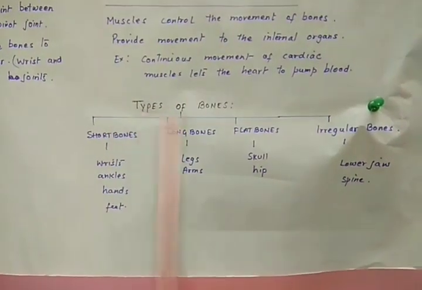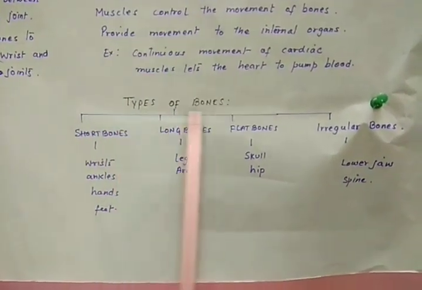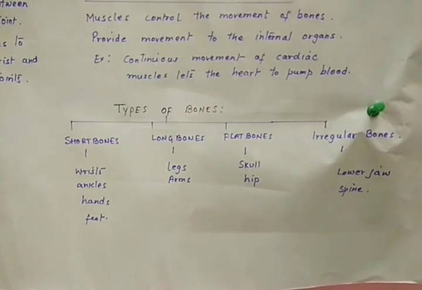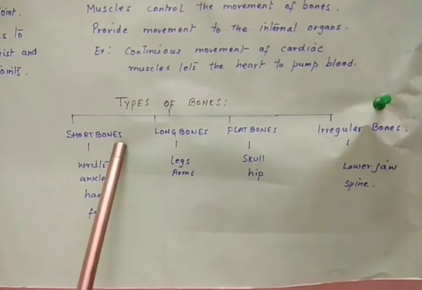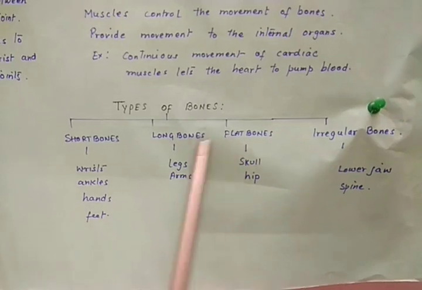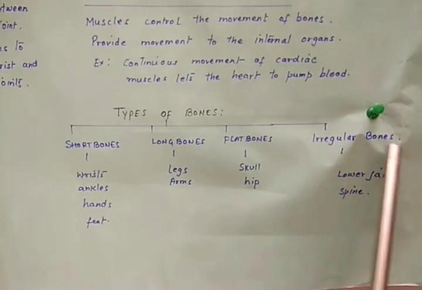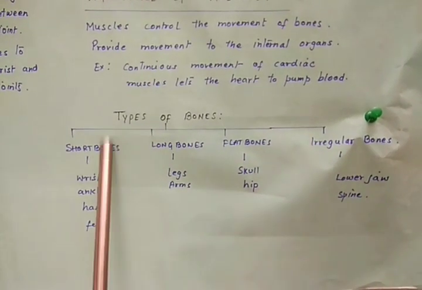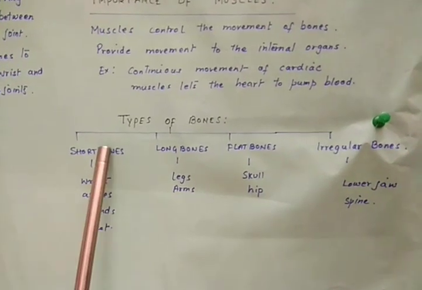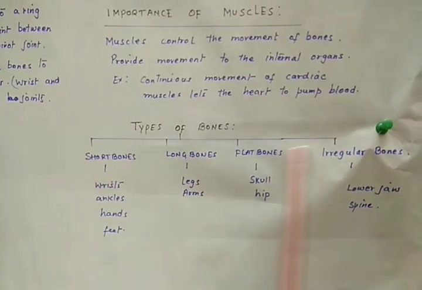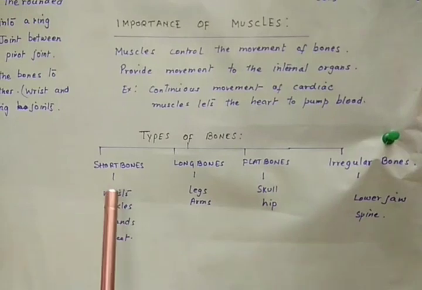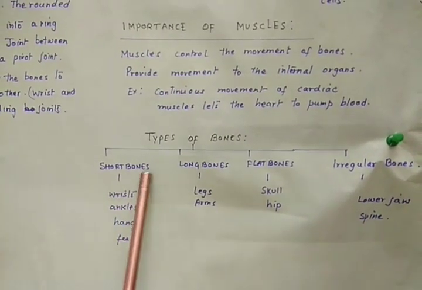There are types of bones. When we are talking about bones, we need to know the types. What are those types? There are short bones, long bones, flat bones, and irregular bones. You can write these four points which are not there in your book: short bones, long bones, flat bones, irregular bones.